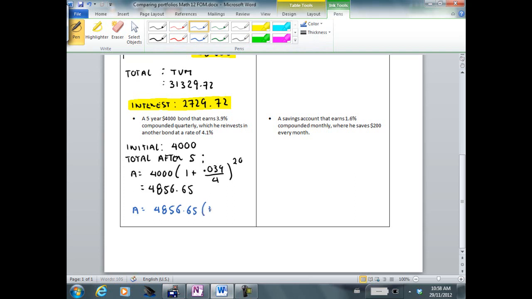Total after another. But be careful. The rate changes this time, 4.1, because you're putting it in for 10 years. After 5 years are up, I take the money quarterly, so yep.